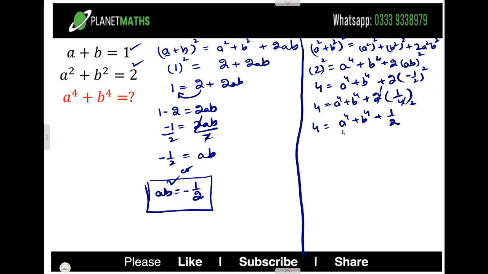We have to find the value of a4 plus b4. So this thing is extra. Shift it towards the left hand side, so it will become negative. 4 minus 1 over 2 is equal to a4 plus b4.